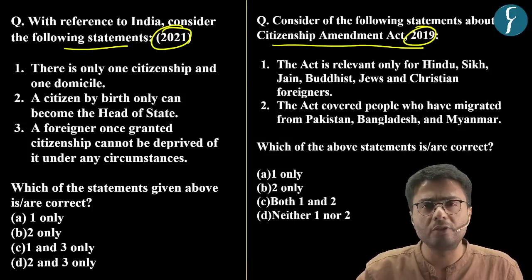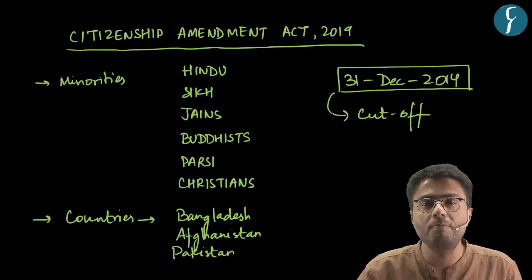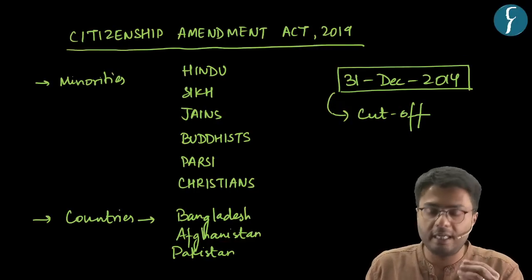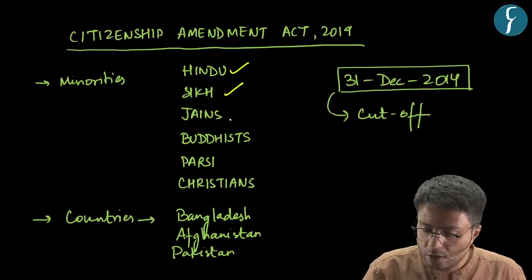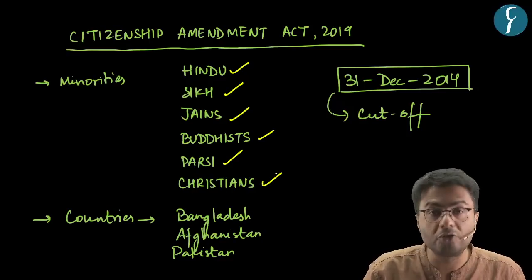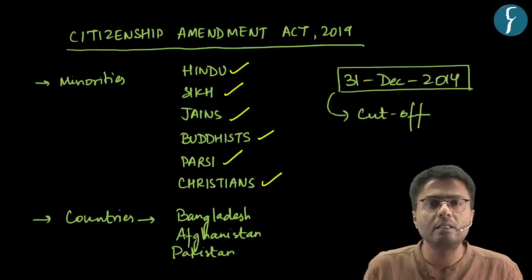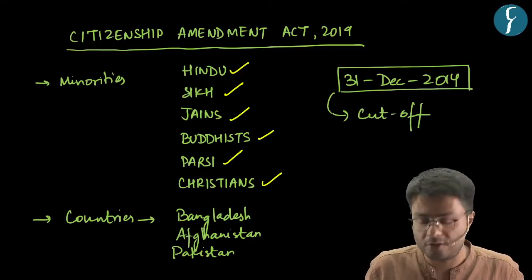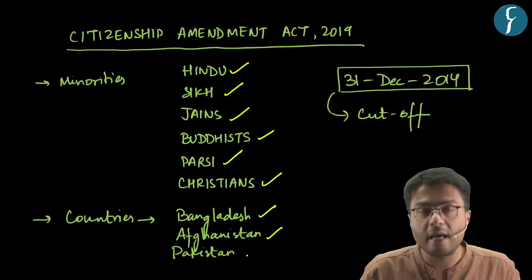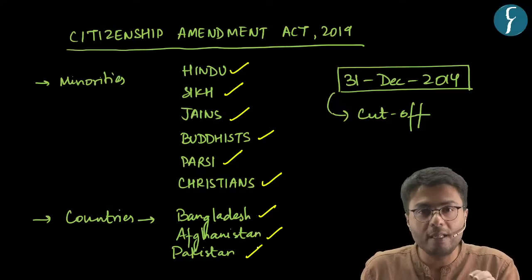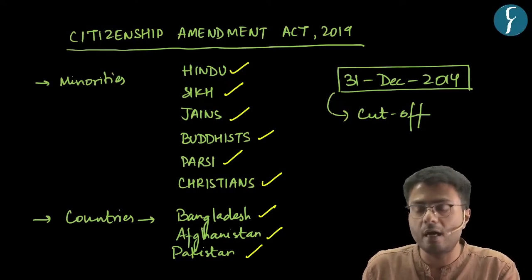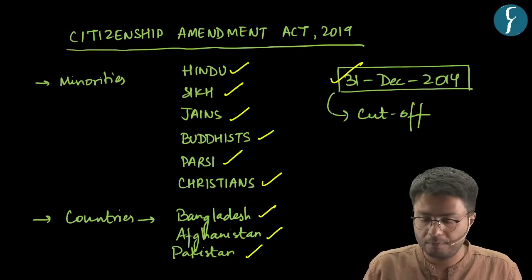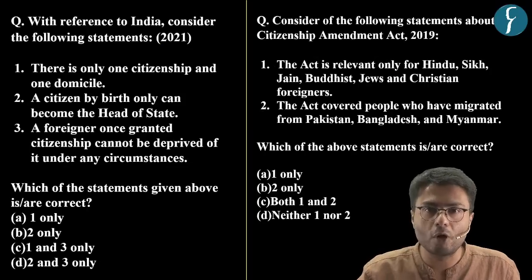Now, before discussing this question, let us first understand what the Citizenship Amendment Act is. This Amendment Act favors citizenship for select minority communities, that is Hindus, Sikhs, Jains, Buddhists, Parsis, as well as Christians. However, these minority communities will be granted Indian citizenship only when they originate or migrate from three neighboring countries, that is Bangladesh, Afghanistan, as well as Pakistan. Only when these minority communities have migrated to India before 31st of December 2014 are they eligible for such citizenship. Hence, let us now discuss the model question.